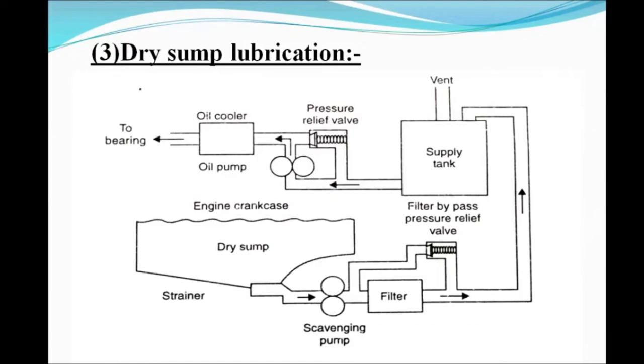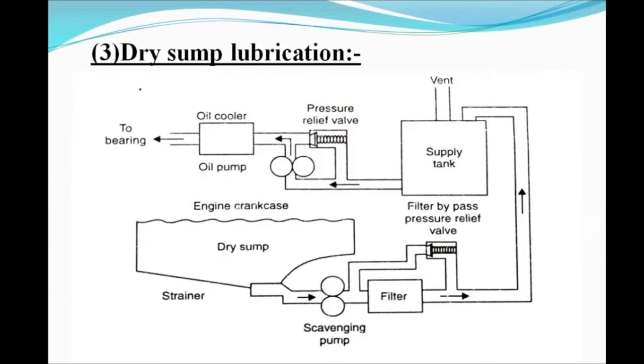In the dry sump lubrication system, oil from the engine sump is pumped to a separate storage tank, outside the engine cylinder. The oil from the sump passes through a filter. The function of the filter is to remove abrasive particles from the oil, which otherwise cause wear of lubricating surfaces and deposit on bearing surfaces. If the filter becomes clogged, the filter bypass relief valve opens, permitting oil to bypass the filter.